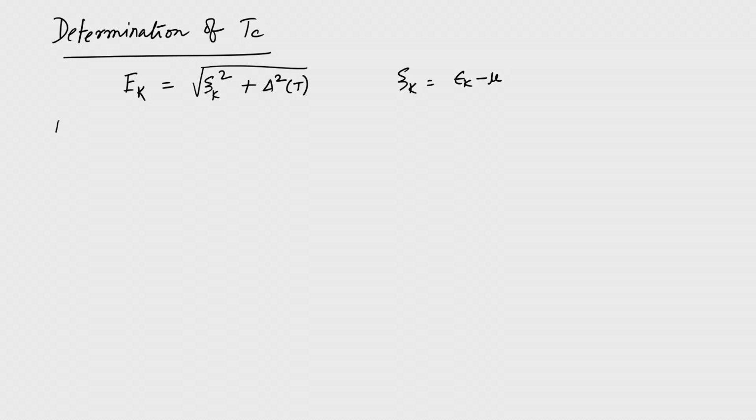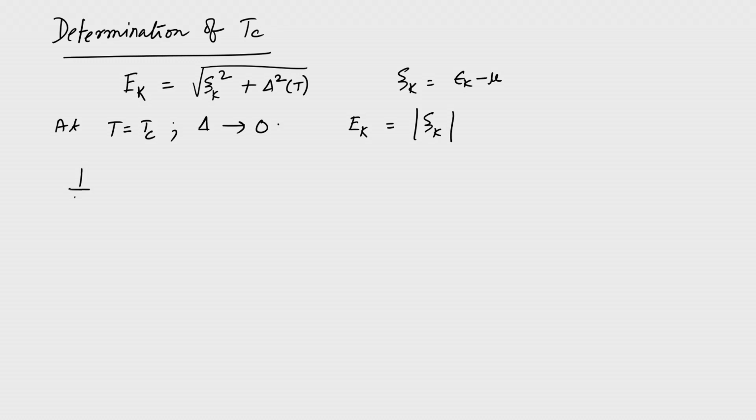Now, at T equal to Tc, delta goes to 0, and what happens is that your Ek becomes the modulus of xi k. Okay. So, that is what happens to the quasi-particle energies, which boil down to the single particle energies, which should happen in a normal state. So, recall the gap equation.